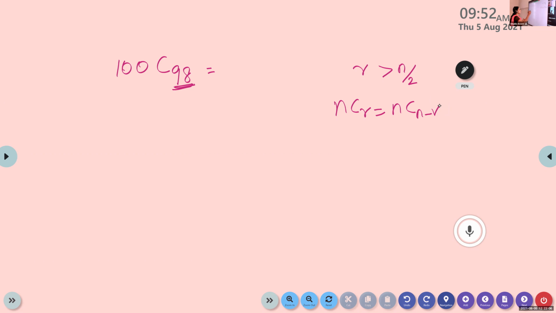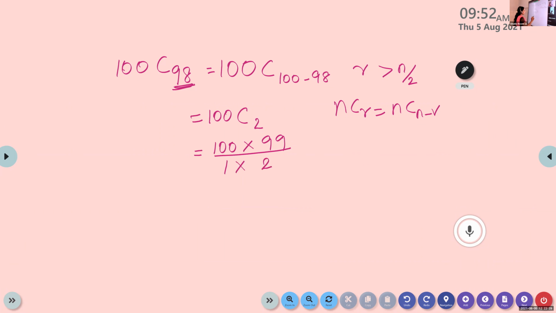So how can we write this? Instead of calculating 100C98, we know that it is same as 100C(100 minus 98), which is same as 100C2. Now how to calculate 100C2? 100 onwards, you write 2 numbers: 100 into 99 by 1 into 2. Now you simplify, you'll get the answer.